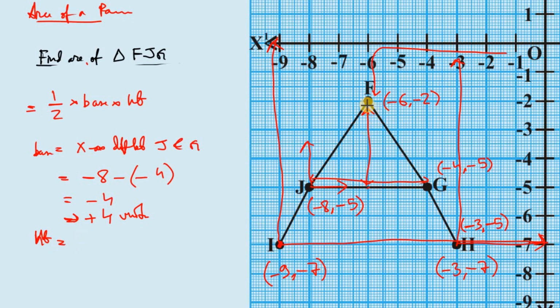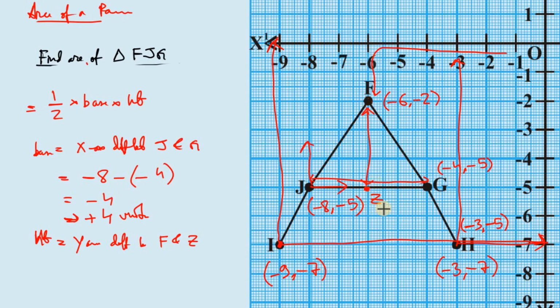Height is again this one. Say, let us give a name to this, say Z. Okay, so height is the y-axis difference between F and Z, right? Now what's the coordinate of Z? Try to see for yourself.